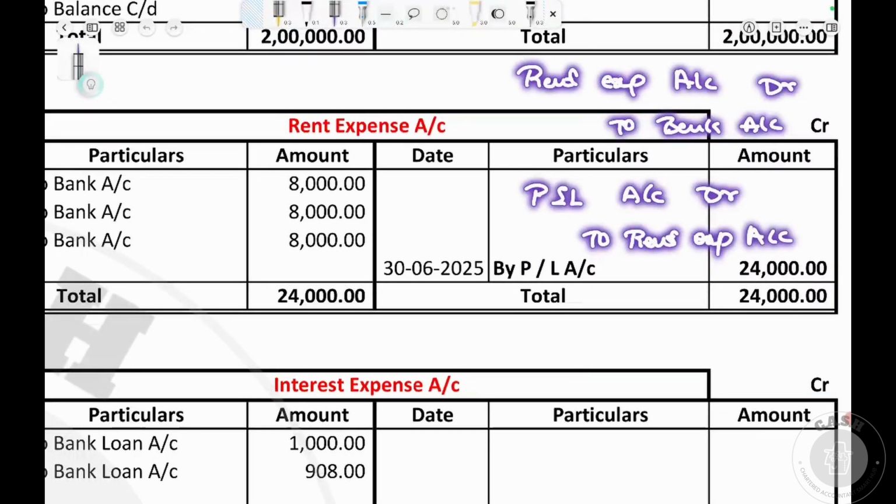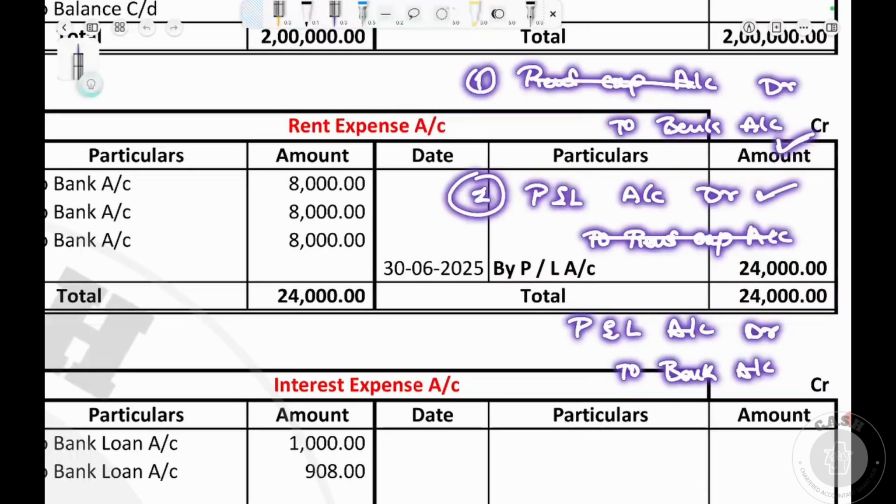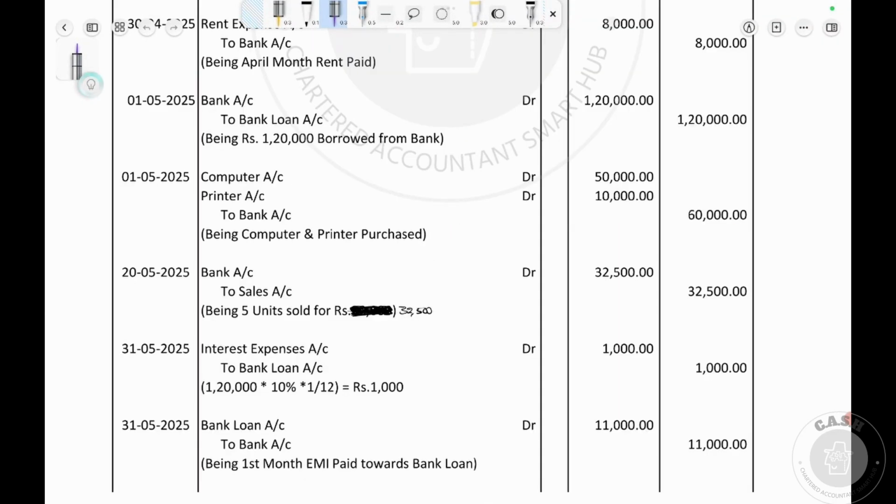So in both the journal entries, the common thing is the rent expense account. If we cancel this same account, the leftover is P&L account debit to bank account. Next one is bank account debit to bank loan account. You have taken a loan from the bank.